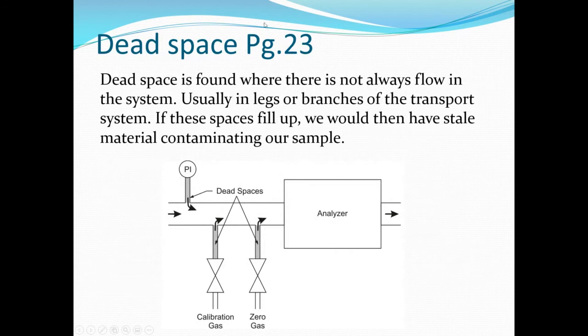Dead space, as I mentioned earlier, and I wasn't sure if I had another tile on it or not, but here it is. So dead space, again, is found where there's not always flow in the system, usually in legs or branches of the transport system. And again, if these spaces fill up, we end up getting stale material contaminating our sample. And again, this is kind of why we run that three times thing here. The idea is that it gets in there and it purges out all the stale stuff that's been lingering in these dead spaces.